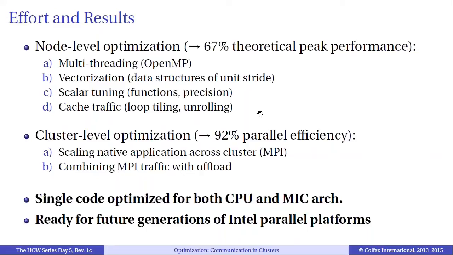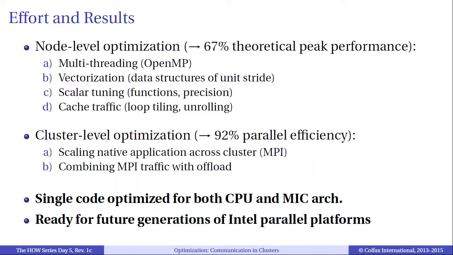For the n-body simulation, we achieved 76% of theoretical peak performance with these 4 optimizations on one compute node, and then we achieved a 92% parallel efficiency of scaling across a cluster of Xeon Phi coprocessors. But in both cases, we used the same code, the same optimization methods for CPU and for the MIC architecture. And I expect that this code will also scale to future generations of Intel parallel platforms, and it will also run on other types of platforms which have multiple cores, vectors, and cached memory.